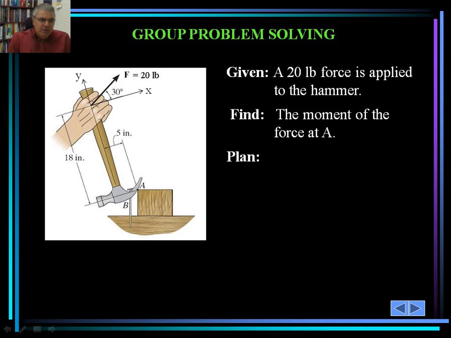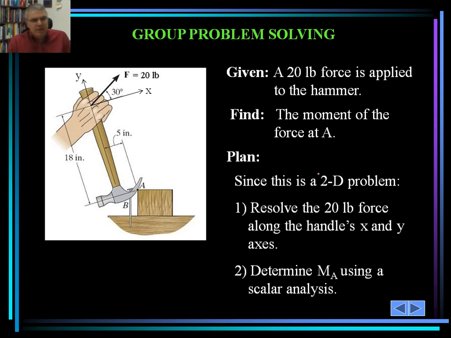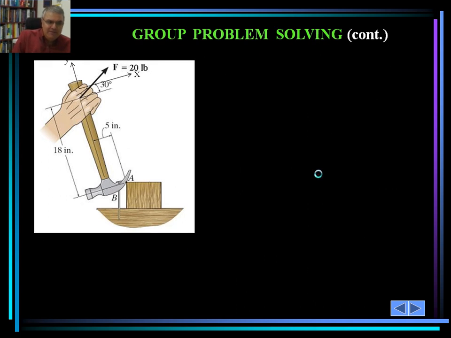Okay, so we know the force, 20 pounds. We would like to find the moment at A. Now, what should be our plan? I'm switching between 2 screens here that I have in front of me, and sometimes that confuses me. Anyways, the plan is, since this is a 2D problem, let's resolve the 20-pound force along the handle's x and y axes. We would determine M sub A using a scalar analysis. That would be our plan.